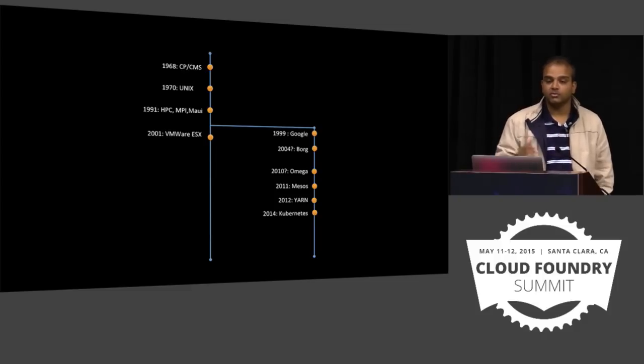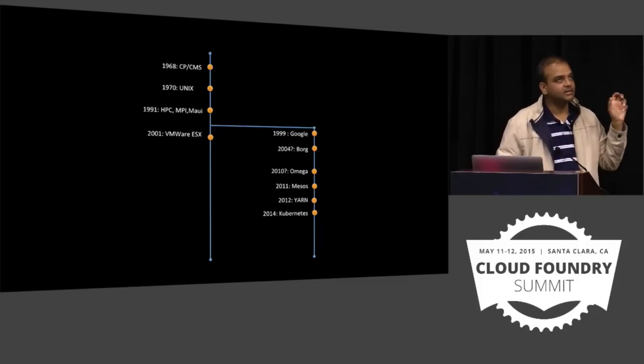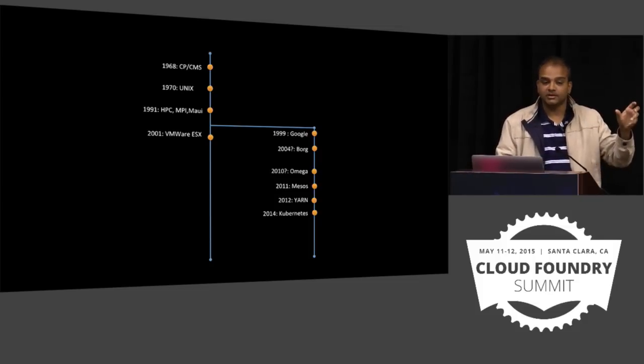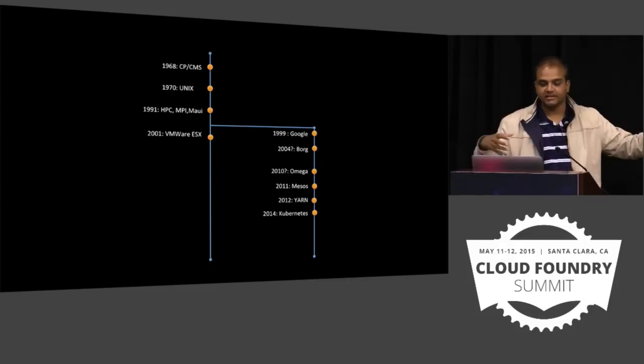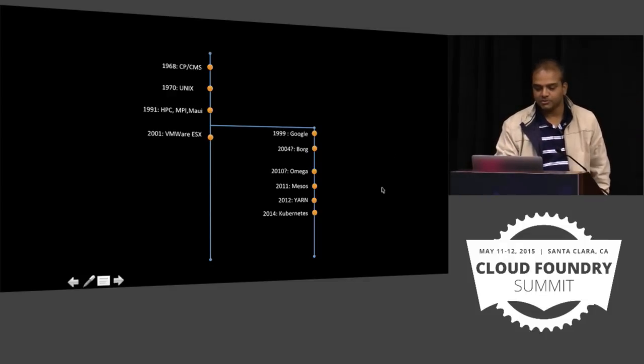Coming out of Google, the Hortonworks team, Murthy and guys, they created Yarn, which is a heavily interesting scheduler, but heavily focused on big data workloads, right? So you saw an explosion of schedulers across the ecosystem. A bulk of them in the open source, right? Of course, Borg and Omega are internal to Google.